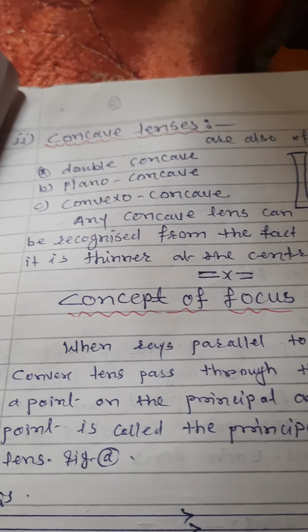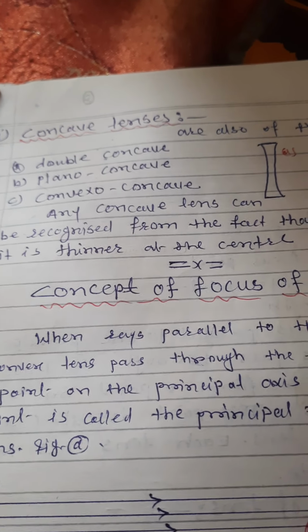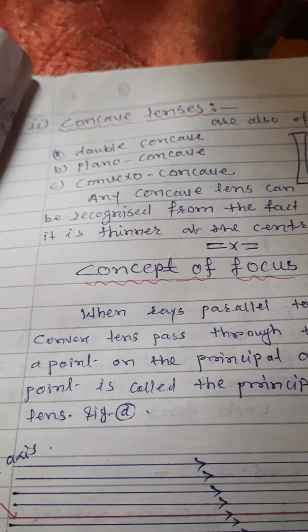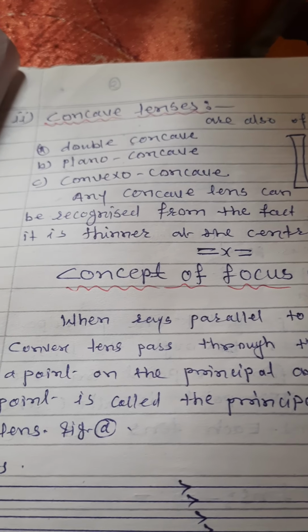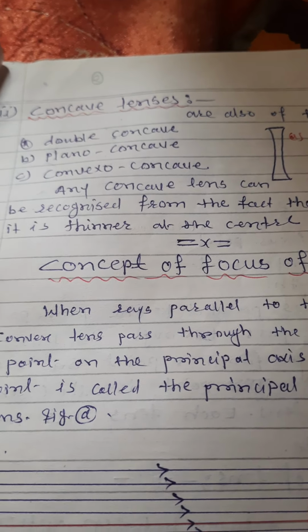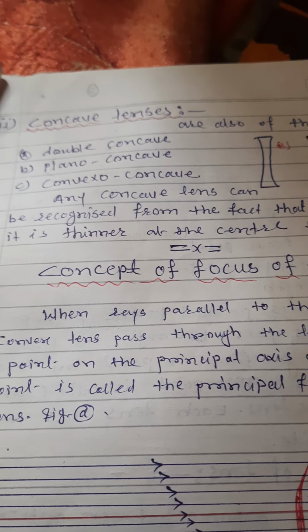Like that are the concave lenses. Concave lenses are also of three types: double concave lens, plano concave lens, and convex concave lens. So these lenses are thin on the inner side and thick on the outer side.